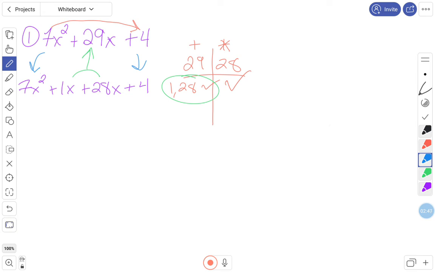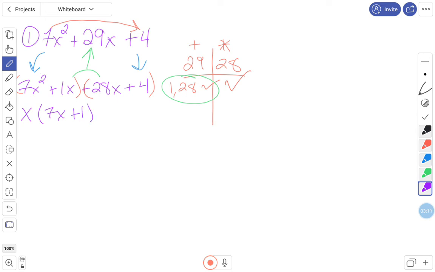So from here, I can now do my factor by grouping. I want you to group the first 2 terms together and the second 2 terms together. And then ask yourself, what can I take out? And on the first one, it looks like I can take out an x, which leaves me with what? 7x squared, take away an x is 7x. 1x, take away x is 1.